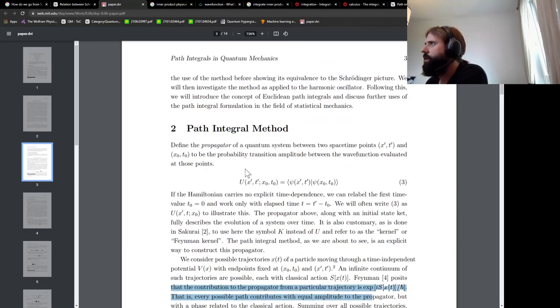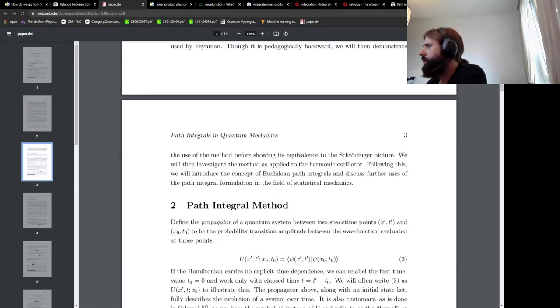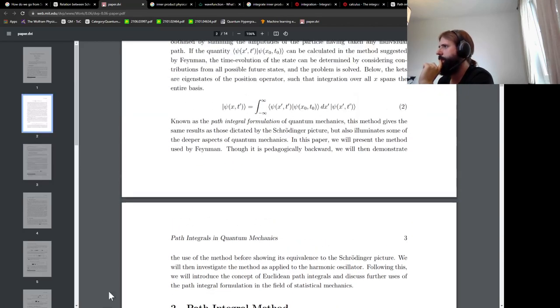Step back a little bit, try to understand the propagator more. The propagator is a probability transition amplitude between the wave function evaluated at those points. So the propagator is defined as something that is associated with two specific points. I keep coming back to this way of expressing that. Below, the k's are eigenstates of the position operator, such that integration over all x spans the entire basis. So you're integrating over x.